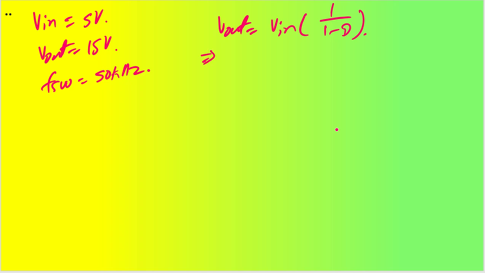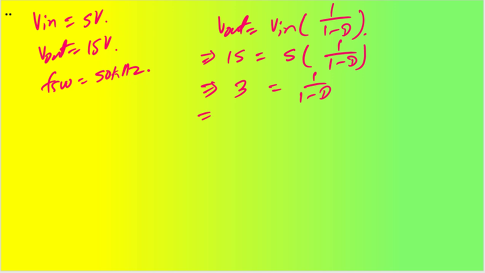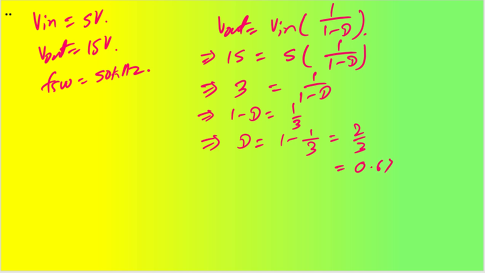Now if we substitute the values, we get 15 is equal to 5 into 1 by 1 minus D, and this is how we get 3 is equal to 1 by 1 minus D, because 15 by 5 is 3. Then 1 minus D is equal to 1 by 3, and the duty cycle D is 1 minus 1 by 3, which is 2 by 3, and 2 by 3 is nothing but 0.67, which is approximately 67%.